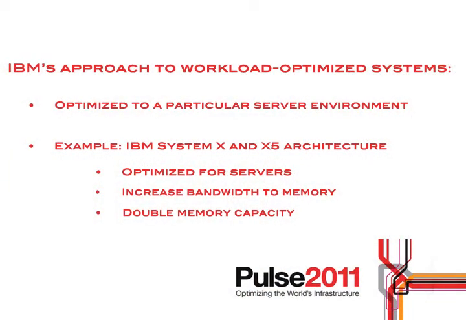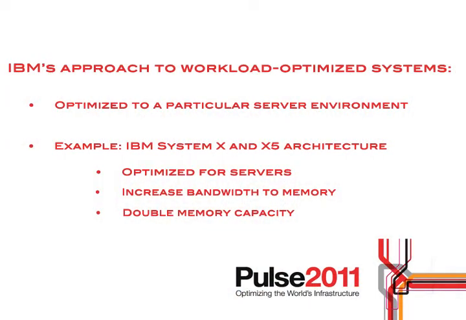For example, x86 for Intel, with a memory management system, has to be able to accommodate laptops, desktops, as well as server applications. With IBM, we've taken a slightly different approach where we've actually optimized for the particular server environment. So the IBM System x with the X5 architecture is really focused on a new memory management capability that's really optimized for servers. With the X5 architecture, you're able to increase the bandwidth to the memory as well as double the memory capacity that's available to your applications.